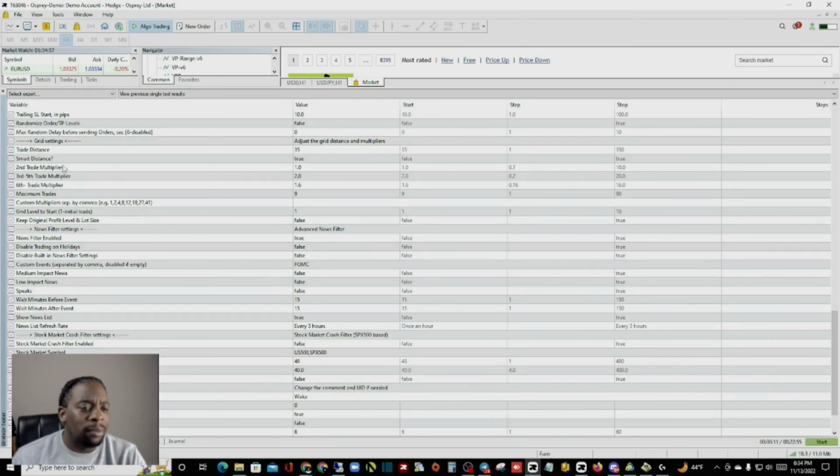One other thing to pay attention to is the overall grid distance. They have a trade distance, they have a smart distance, and then a second trade modifier. Now, that's very important when it comes to trading, because typically in mean reversion types of systems, the first trade is not necessarily the greatest trade. The first trade allows you to get in, so you can have a second, third, and fourth trade to allow you to get in profit.